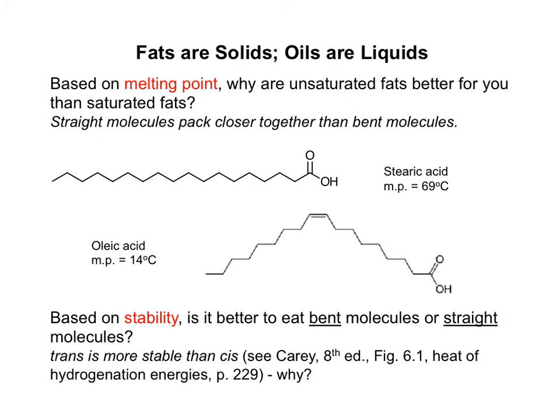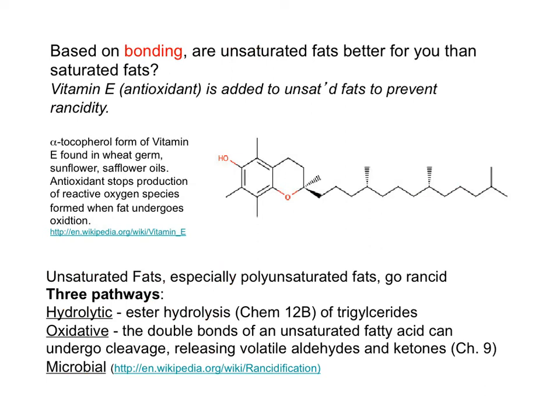You've probably heard that it's better to eat unsaturated fats than saturated fats. Why is that? Saturated fats have higher melting points than unsaturated fats. So a saturated fat will be a solid at body temperature, which could clog your arteries, whereas an unsaturated fat will be a liquid. Based on stability, trans alkenes are more stable than cis alkenes. Based on bonding, unsaturated fats go rancid. We will look at these reactions later in this course.